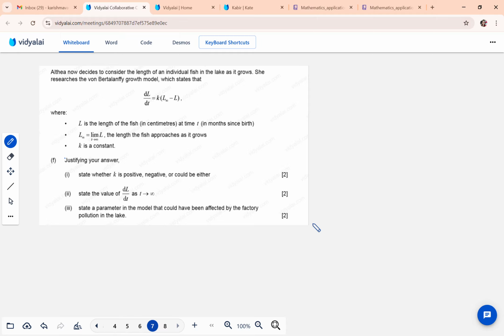She researches the von Bertalanffy growth model, which states that dL/dt is equal to k times (L infinity minus L), where L is the length of fish in centimeters at time t in months since birth. L infinity is the limit as t approaches infinity of L, the length the fish approaches as it grows. K is a constant. Justify your answer. First, state whether k is positive, negative, or could be either.